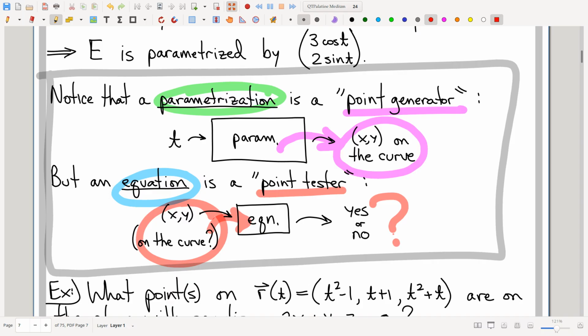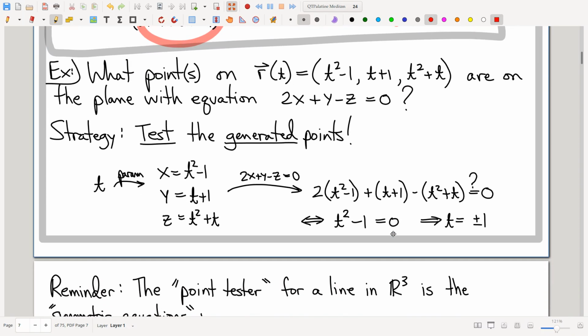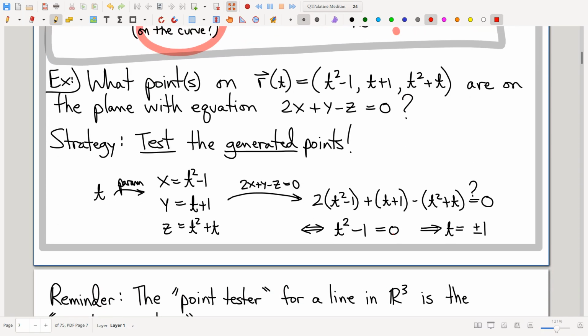So notice the big difference, right? Again, both of these things involve equal signs, but they're really, really different in how they relate to the curve. One generates points, one tests points. And this next example, which again, y'all are going to read, uses explicitly these sort of relationships as the strategy for how to find the answer to that question. So give that a read. Notice how we use the parameterization to generate points. Notice how we use the equation to test those generated points. And then the answer falls out.